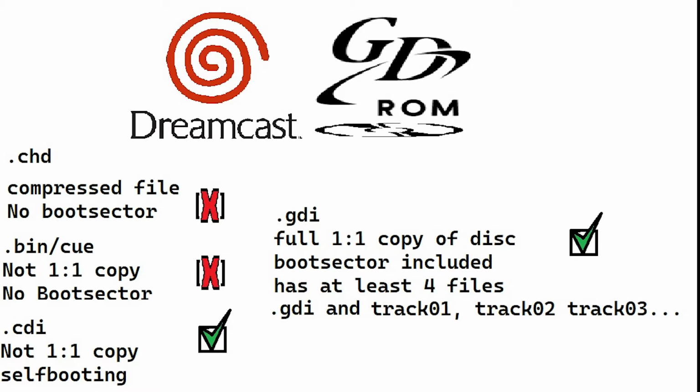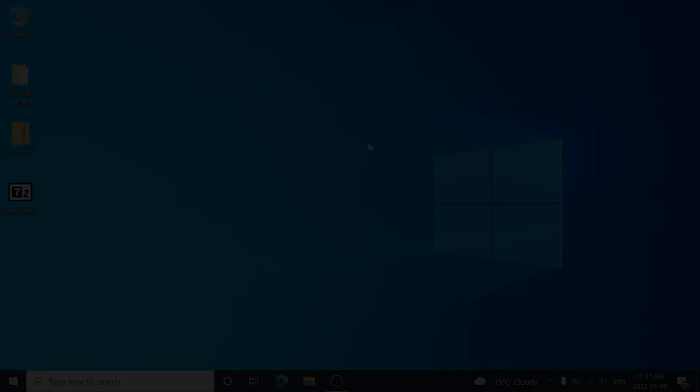If not, then just go to Google and type in whatever game that you're looking for, followed by GDI, and it should be in the first few links. You could probably download it fairly easily. These are really easy to find files. So once you've got all the files downloaded, we're going to jump to the computer.